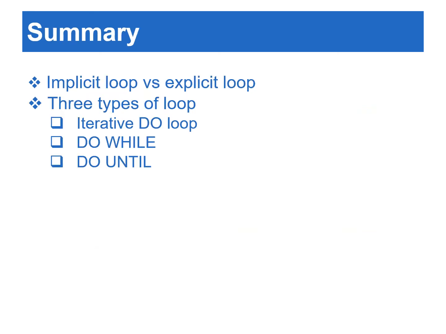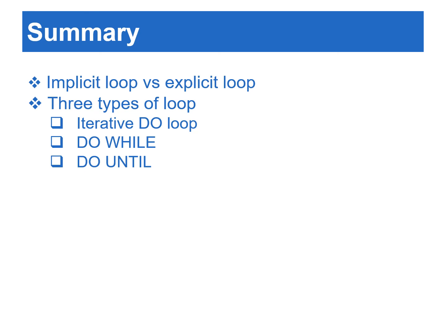Now, let's review what we've learned from this video. In this video, we compared the implicit and explicit loops. The implicit loop refers to the data step repetitively reading data values, executing statements, and creating observations one at a time. The explicit loop utilizes do while or do until statements to execute statements repetitively.